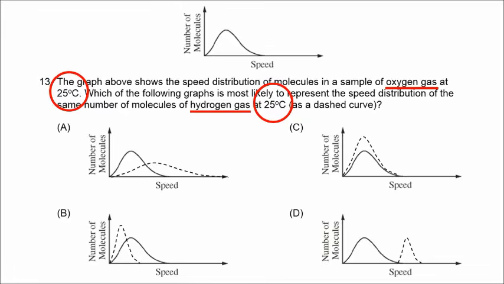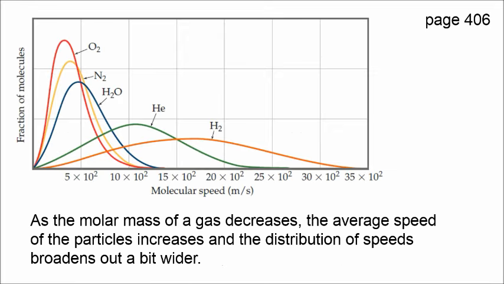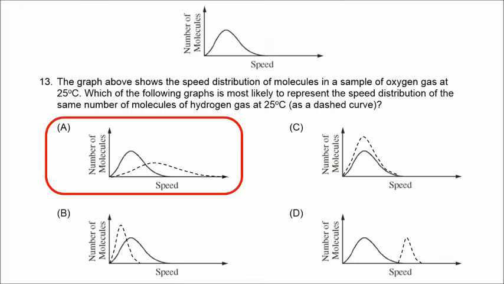Well, not exactly, because we're not changing the temperature, we're changing the identity of the gas. Let's compare oxygen with hydrogen. Now on page 406 you can see that we are looking at different gases, and we discover that as the molar mass of a gas decreases, the average speed increases, and it does spread out a bit wider. So look at the hydrogen graph and compare that with the oxygen graph. So the best choice for number 13 is A.